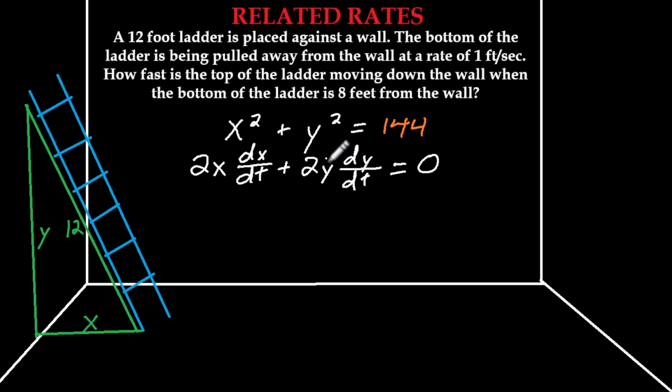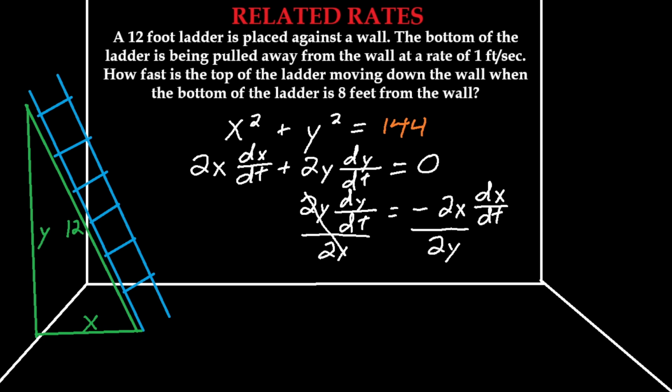We now have to solve for dy dt because we're trying to find the rate at which the ladder is moving down the wall. So we need to move everything else to the other side of the equation except for dy dt. First I'm going to subtract 2x dx dt and move that to the other side. The next thing is to divide both sides by 2y. Once we do that, dy dt is on its own.